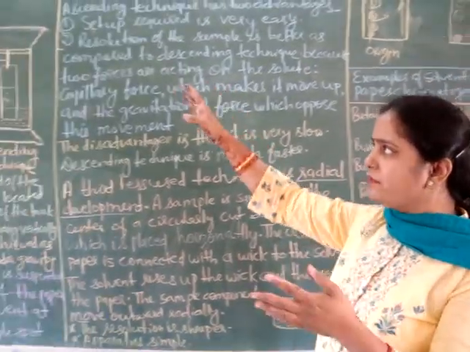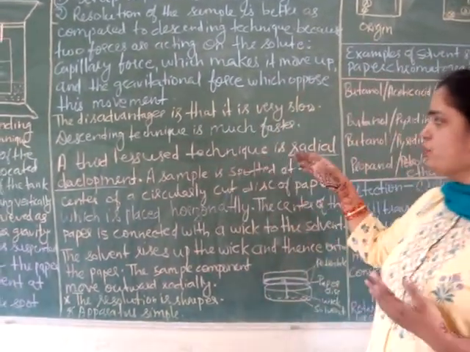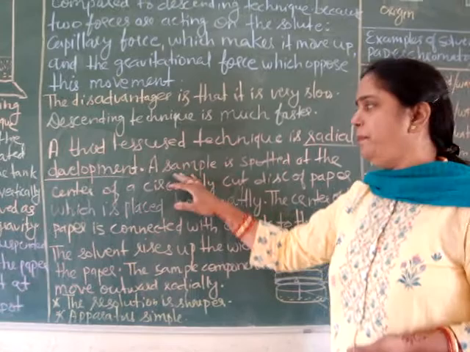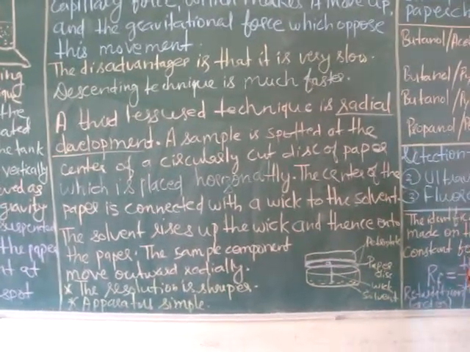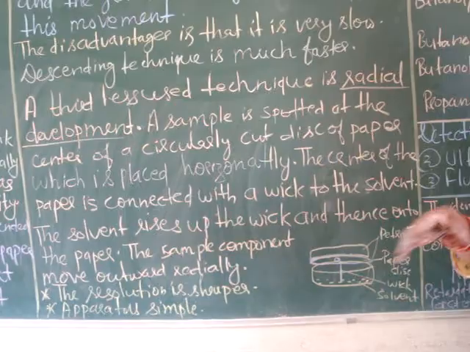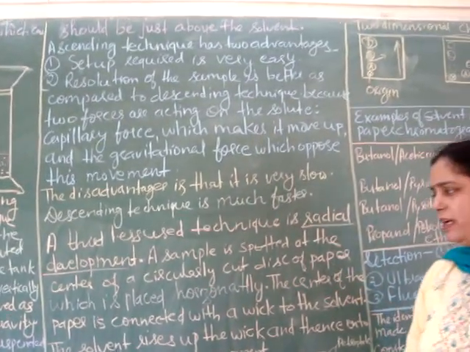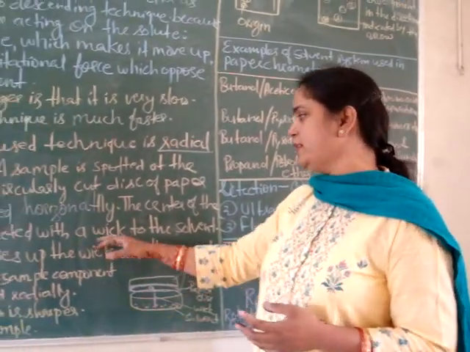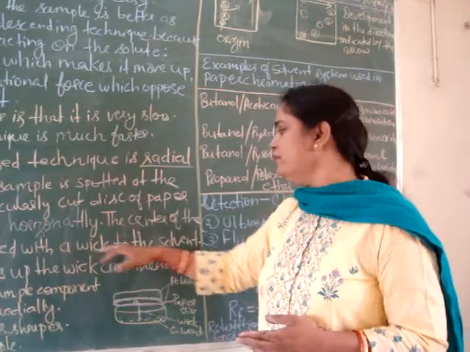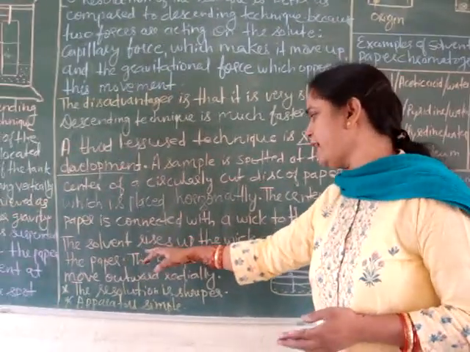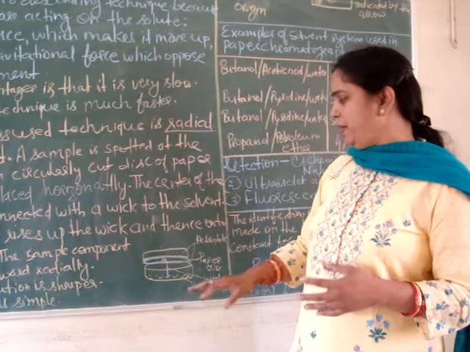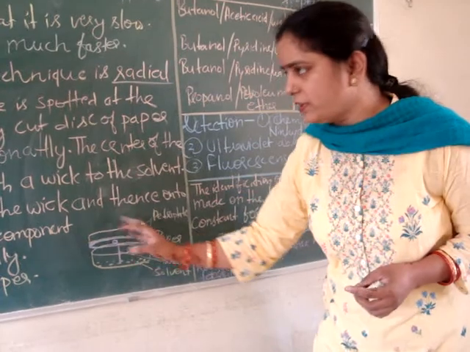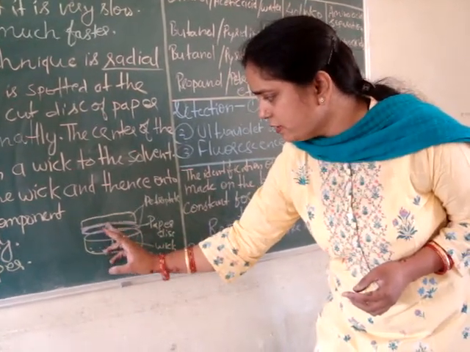Okay, now apart from these two setups, a third, less used technique is also there for paper chromatography, that is radial development. In this radial development, a sample is spotted at the center of a circular cut disc of paper which is placed horizontally, and the center of the paper is connected with the solvent with a wick. Okay, and the solvent rises up the wick and thence to the paper. You can see here I just try to draw the structure for this radial development. Okay, this is the Petri plate.